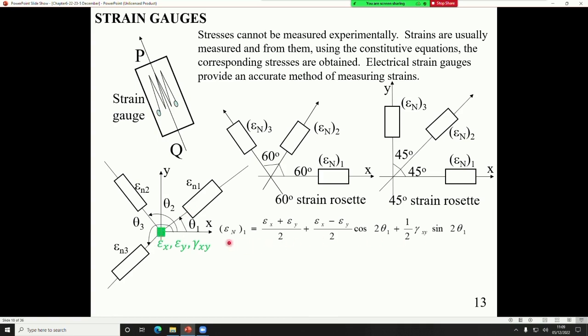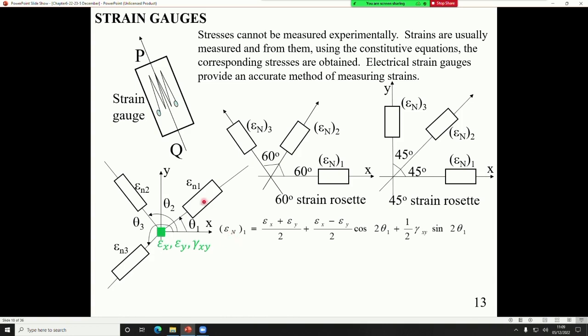Similar to stresses, we have a relation between the normal stress acting on a plane passing through a point and the three original stress components of the matrix. It's exactly the same. So I have a relation between the strain in this gauge and the original three strain values which I am after. So this is coming from the computer. This is a measurement I have.